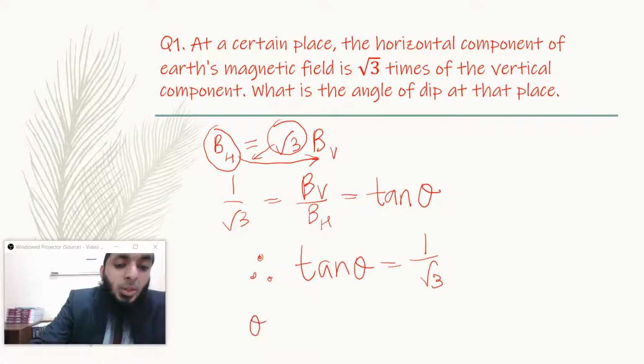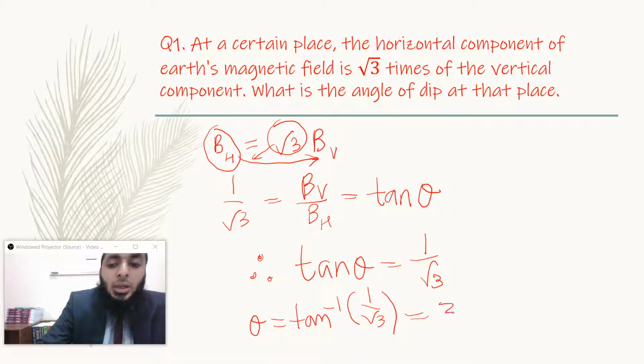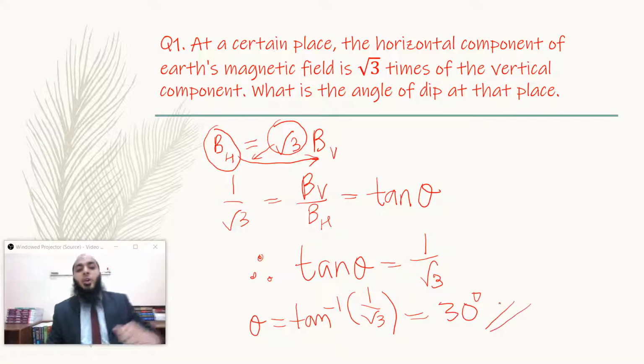So theta will be equal to tan inverse of 1 by root 3, which is nothing but 30 degrees. So this is the angle of dip. We have found the angle of dip. It's a very simple question.